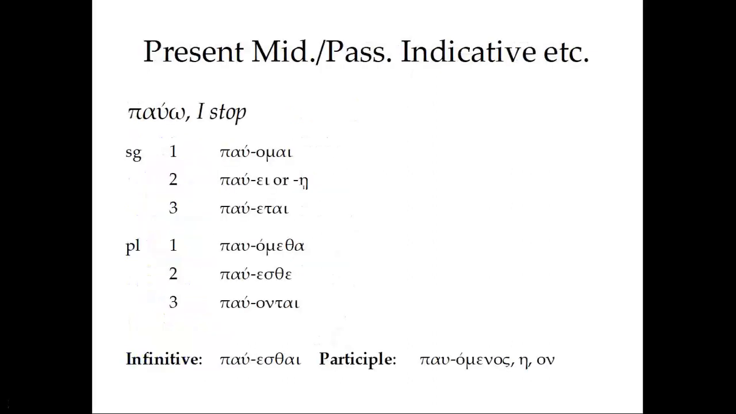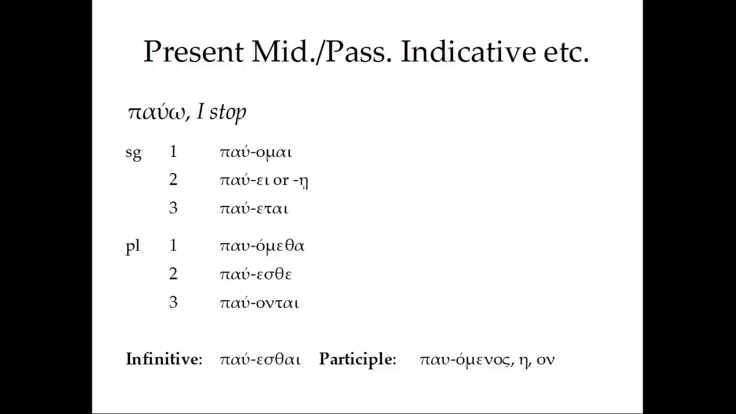Now, we're going to look at one of those cases where the forms of the middle are actually different from those of the passive. This is the present middle/passive indicative of this verb, pauo. So either I am being stopped or I am stopping myself. Either you are being stopped or you are stopping yourself.